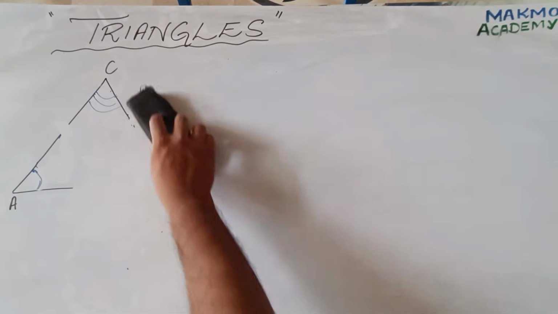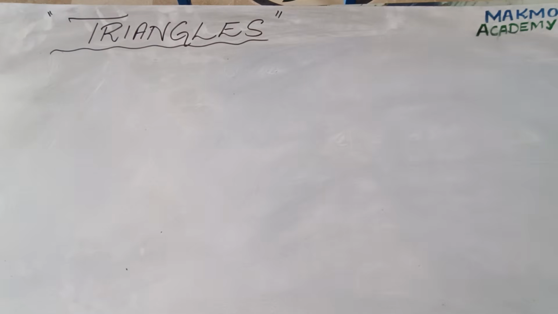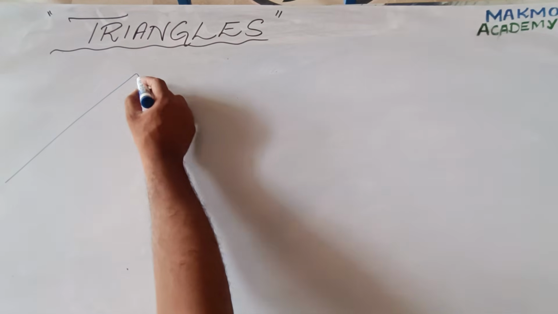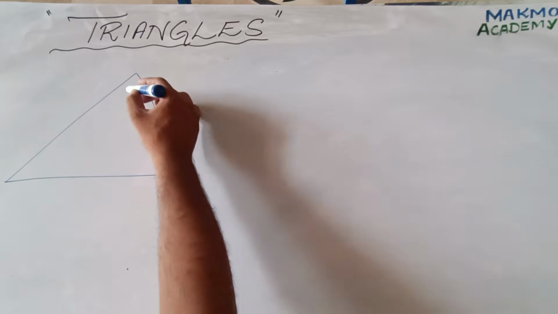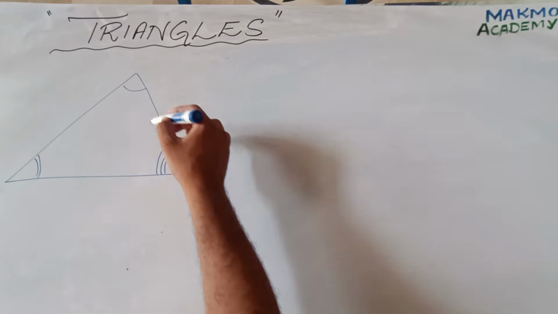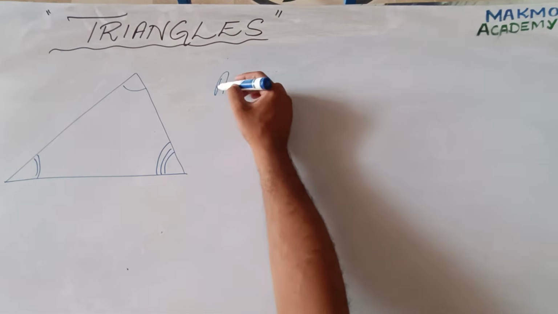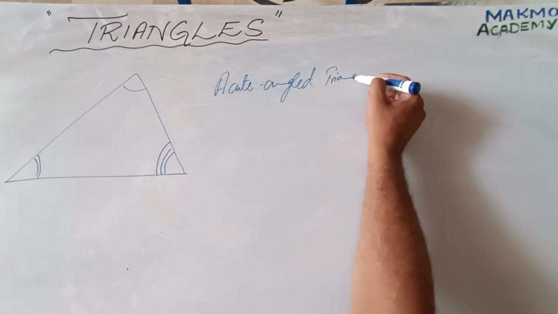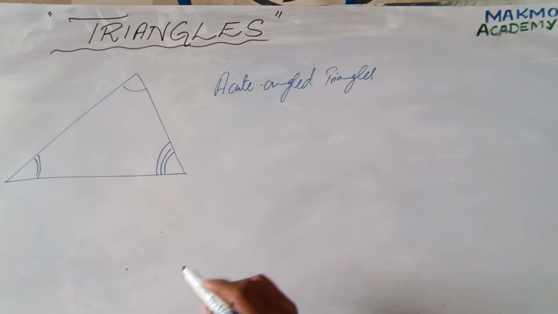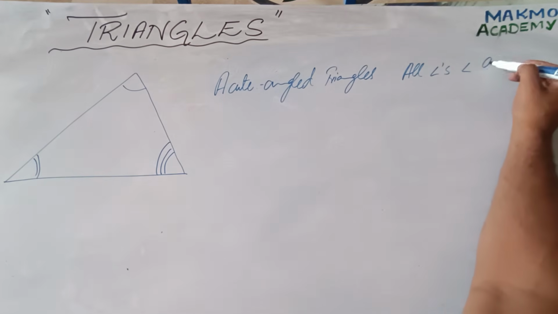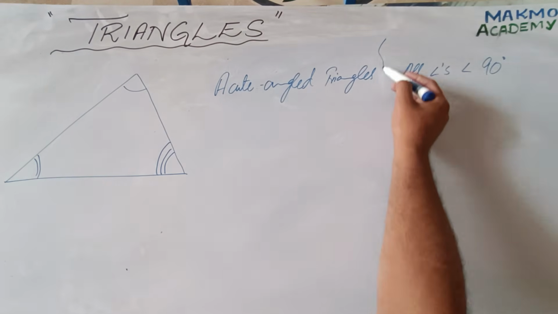Size of angles. Instead of equal angle, if we call it size of angle, then it would be good. For example, if a triangle has these types of angles, all angles different but all lesser than 90 degrees, that triangle is called an acute angle triangle. So in an acute angle triangle, all angles are less than 90 degrees.